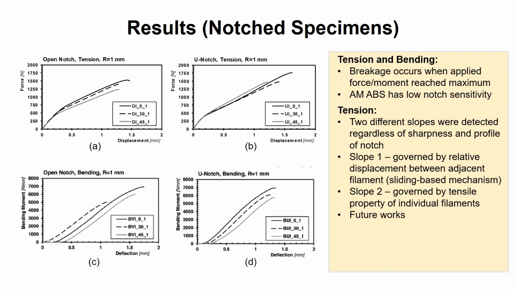A plausible explanation for this case is that slope 1 may be governed by the relative displacement between adjacent filaments, which is a sliding-based mechanism, whereas slope 2 is governed by tensile properties of individual filaments. However, this still requires further investigation. Under bending, it is always observed that the non-linear behavior occurs at the start of the testing, which could be explained by the rig's mechanical adjustment.